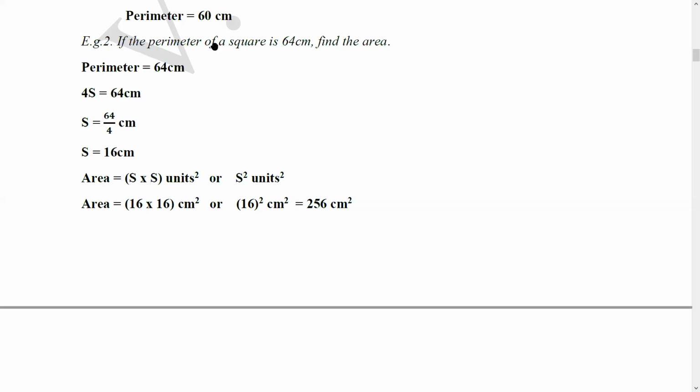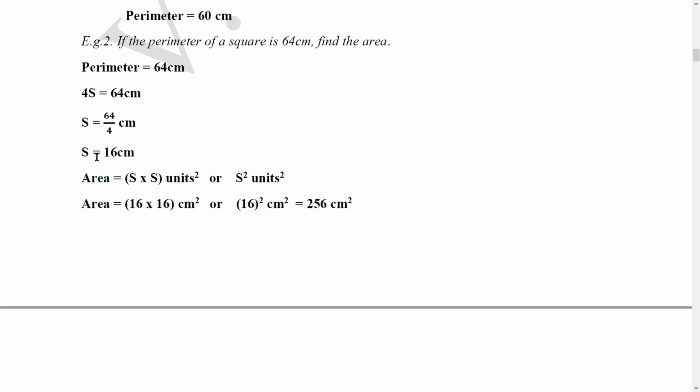Okay. So if the perimeter of a square is 64 centimeters, we have to find the area. So we state what we are given. Perimeter is equal to 64 centimeters. Now we know the perimeter is 4 sides or 4s, is equal to 64. So we want to find what is s, which is a side. So since multiplication is binding this here, when we take this 4 and we carry it across, it becomes 64 divided by 4. So s is equal to 16 centimeters.